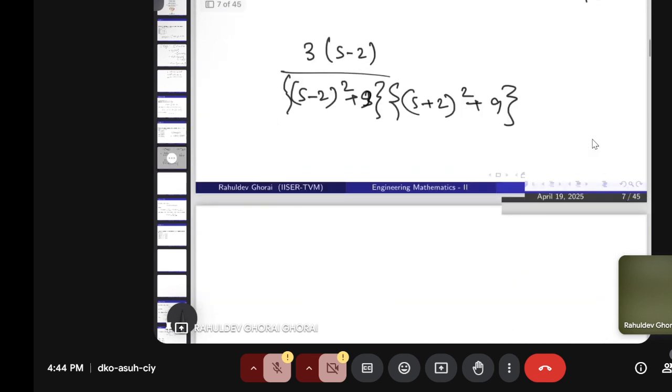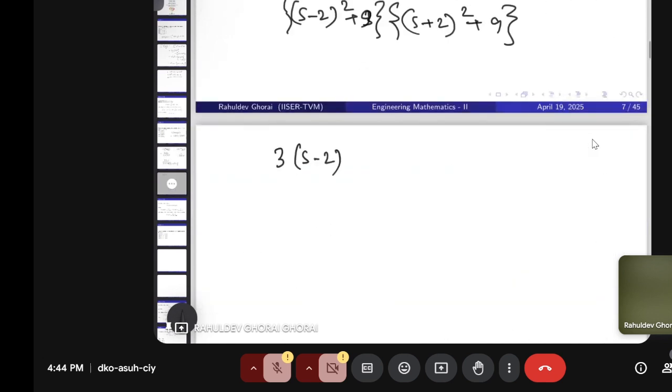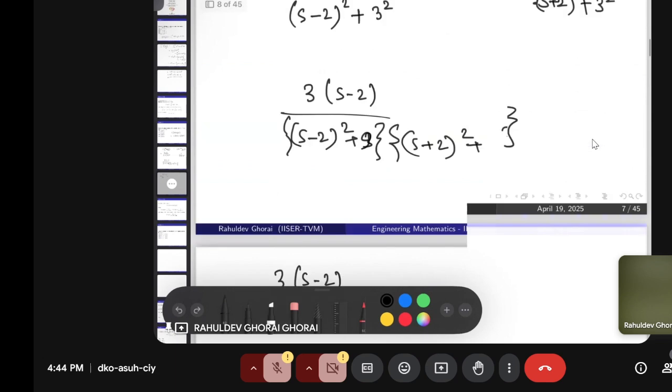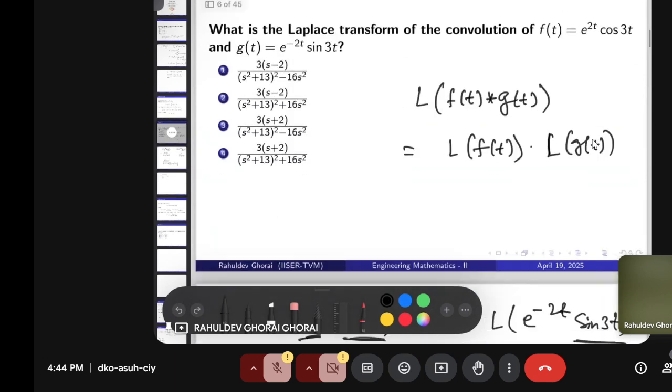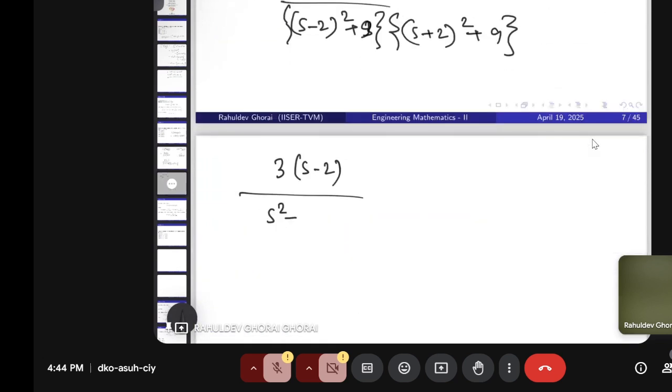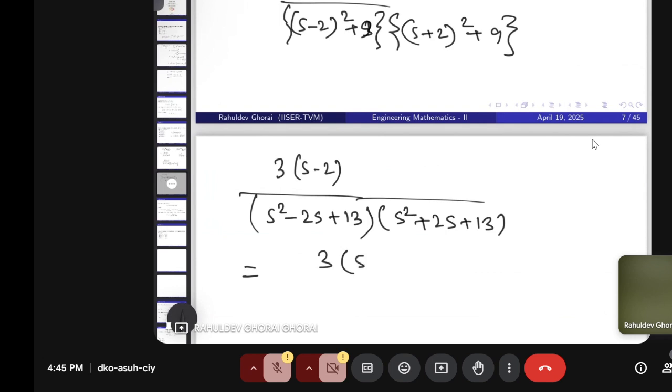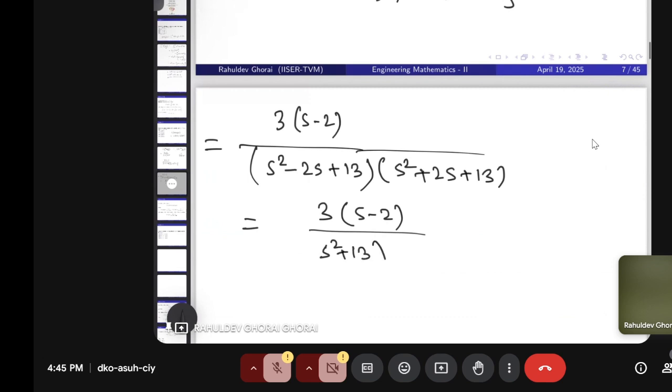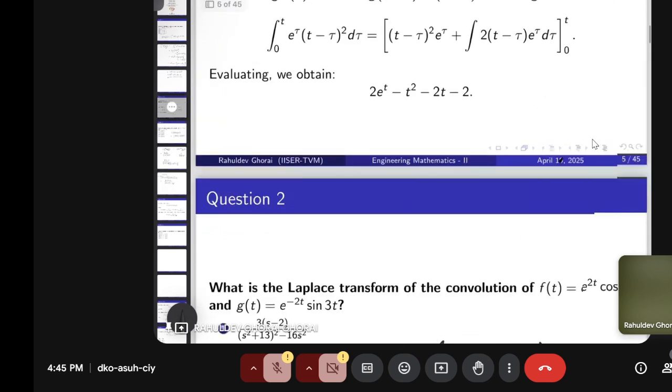Okay, it's written in a different form. So 3 times s minus 2 over s square. So how is it written? S square plus 13, in that type of form. Okay. S square minus 2s plus 13. It will be s square plus 2s plus 13. Okay, that is okay. Then 3 times s minus 2. You take s square plus 13, that is whole square minus 4s square, right? A plus b, a minus b.